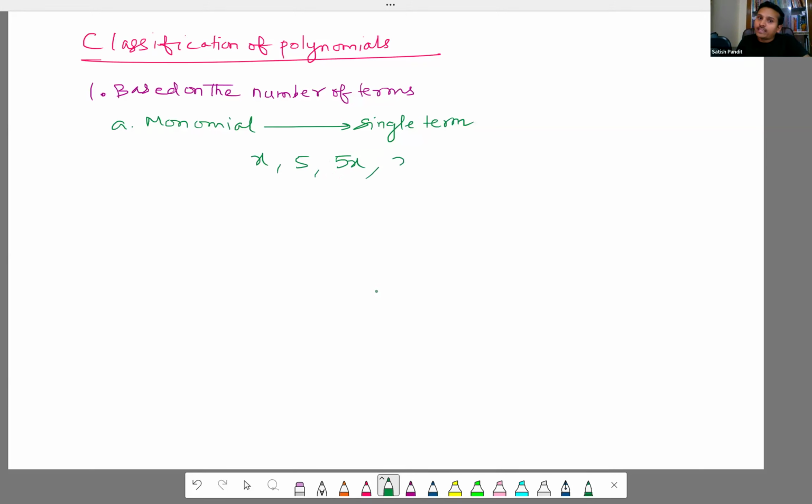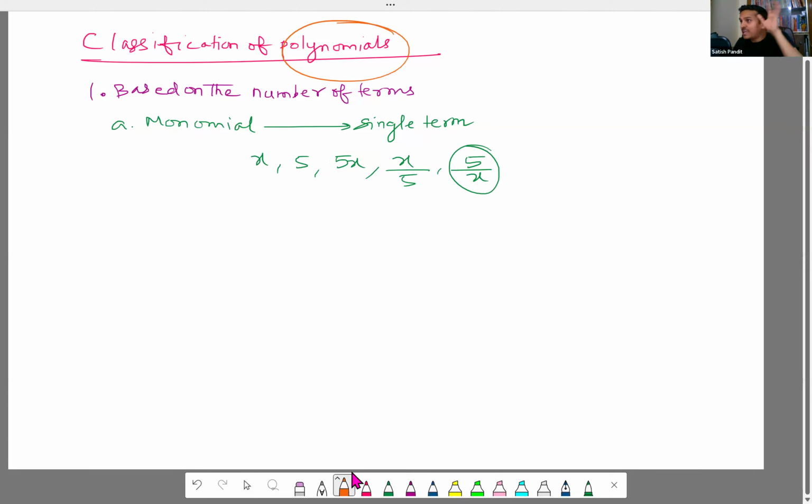Okay. x by 5. What about 5 by x? Is it a monomial, in the chat, everyone? Is 5 by x a monomial? Oh, wow. Some people have put yes also. The answer is no. See, we are classifying what? We are classifying polynomials. Correct?